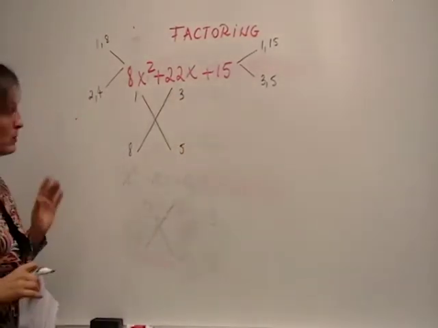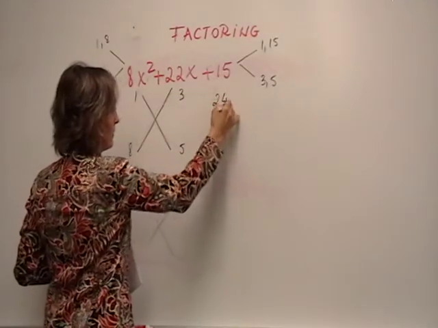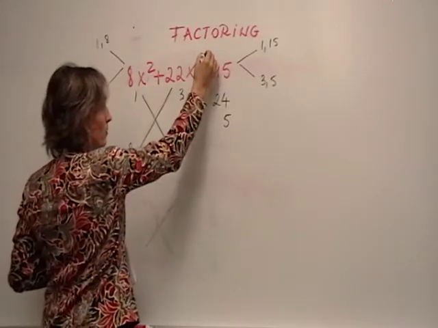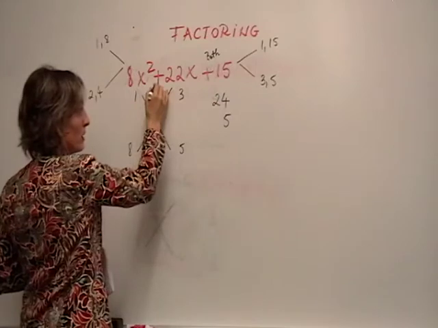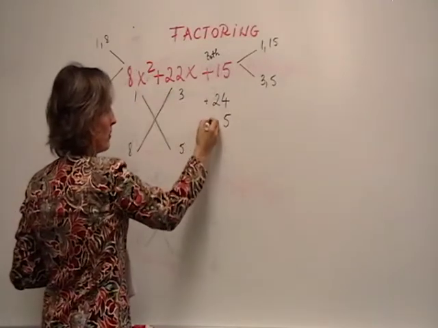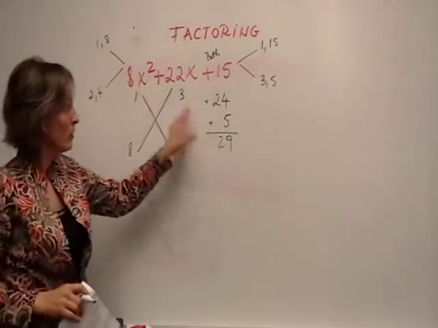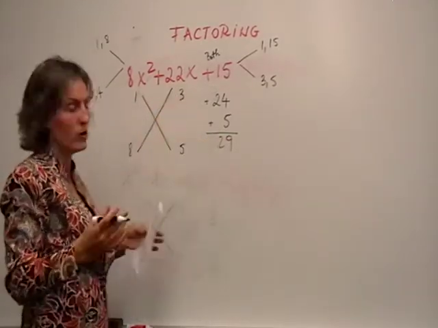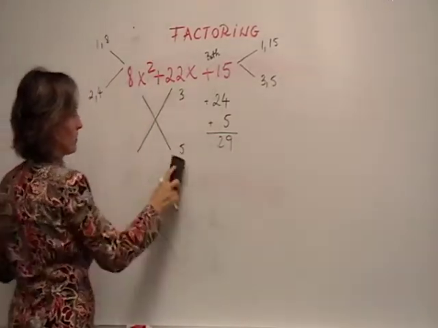Remember, trial and error. So we multiply 3 and 8, and that's 24. And 1 and 5, that's 5. Remember, they both have the same sign, right? Both positive, so there will be a 29. Is that what you have here? No. So you see, trial and error, those factors didn't work, so we choose different factors.